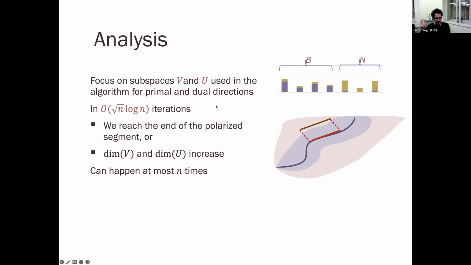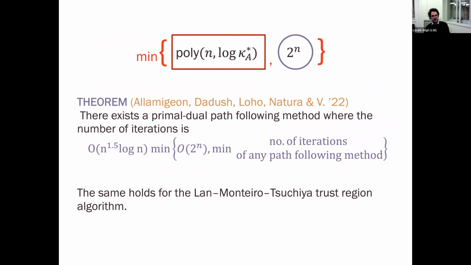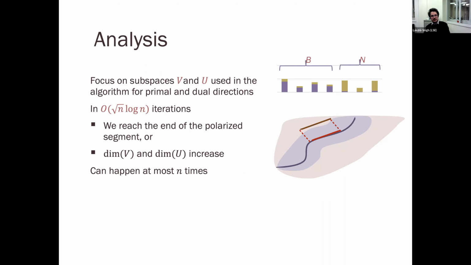And the key of the analysis here is that in every square root n log n iterations, we either get to the end of this polarized segment, or one of these subspaces we are working with will become one dimension larger. And that can happen at most n times or 2n times. So that's why we get this order n to the 1.5 log n iterations to traverse this segment. And that's pretty much what I wanted to say about the algorithm.